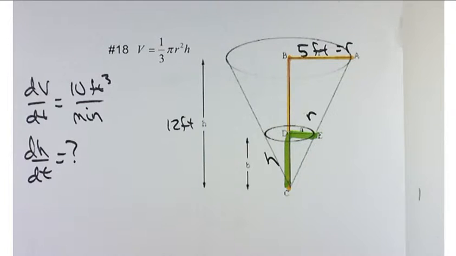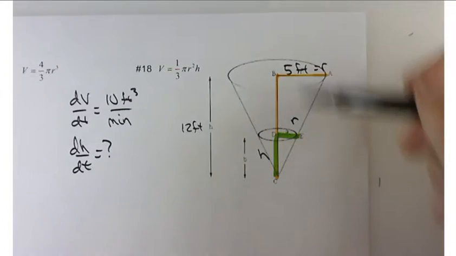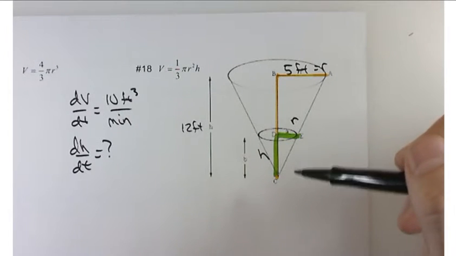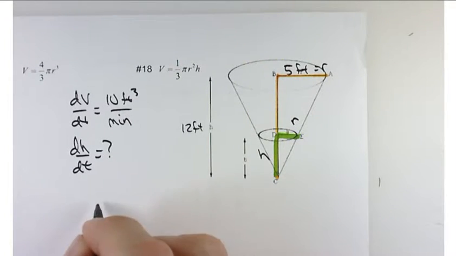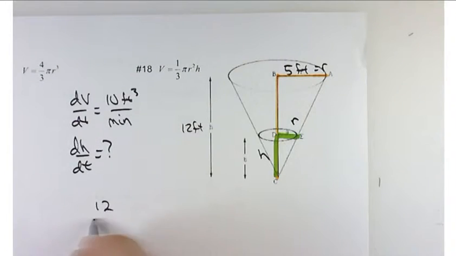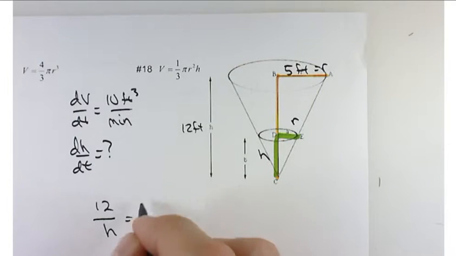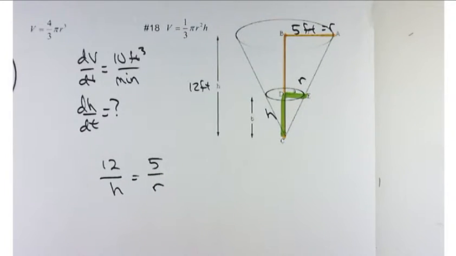How does similar triangles help us? Well, the ratio of their sides has to be the same. So for instance, 12 feet is the height of this big triangle. 12 feet over h would be the same as 5 over what? 5 over r. Let's cross multiply here. This is a proportion. So I get 12r equals 5h.